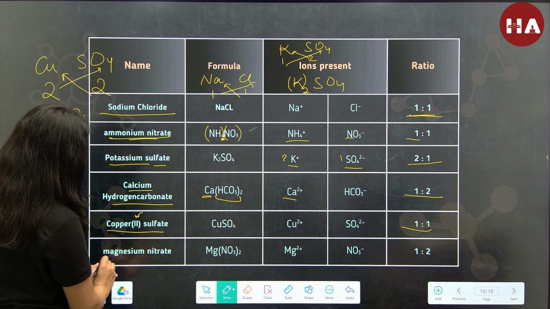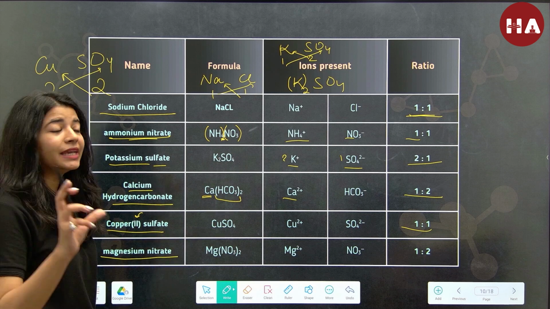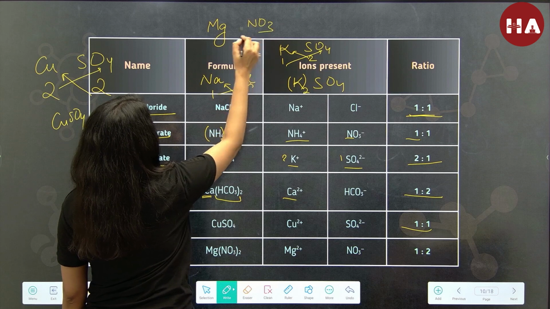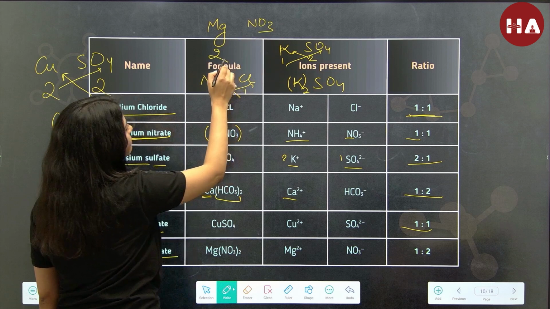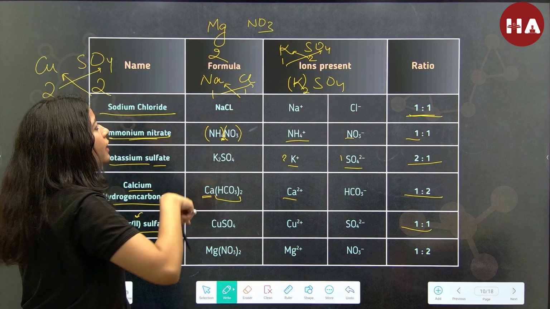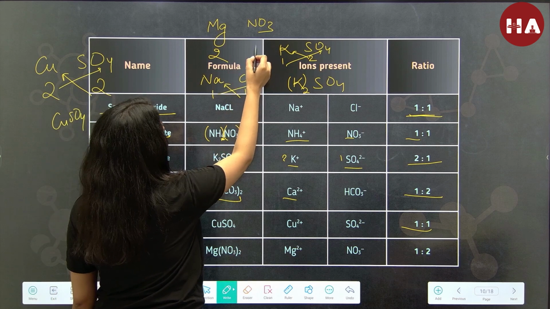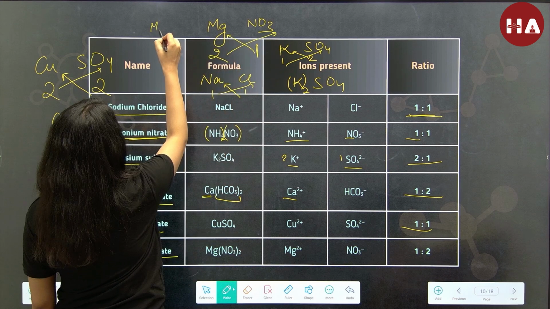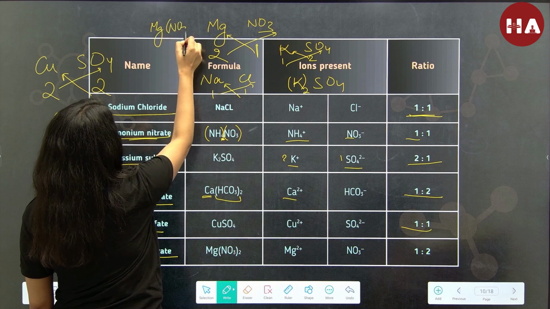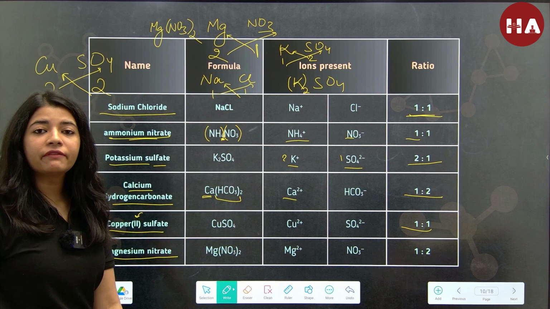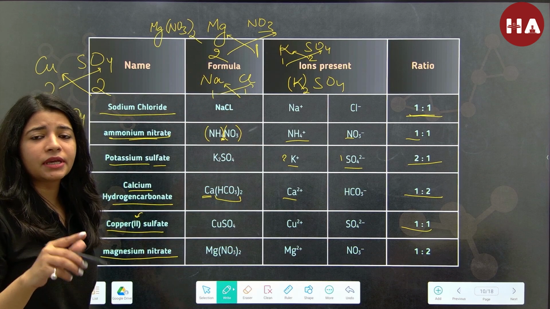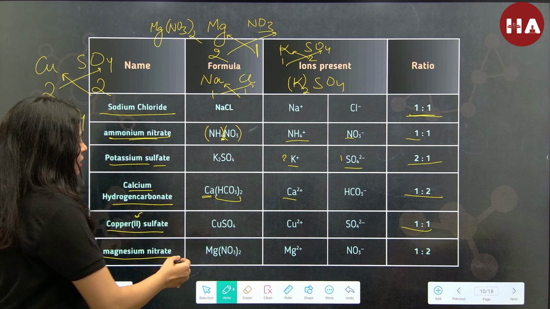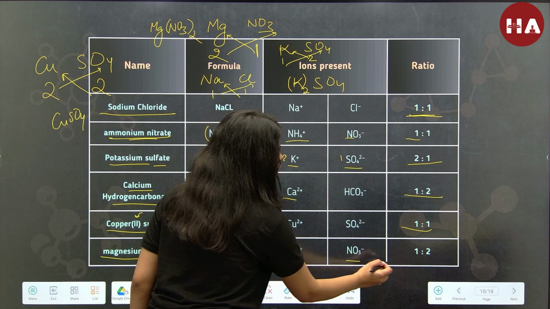Now last one, magnesium nitrate. So magnesium valency is 2 because it is present in your group 2, right? Next is nitrate. This is a compound ion. Valency is -1. When we crisscross this, you will get Mg(NO3)2. Correct? So here we can say that one magnesium atom is combining with two compound ions, which is nitrate. Okay, so they are present in 1:2 ratio.